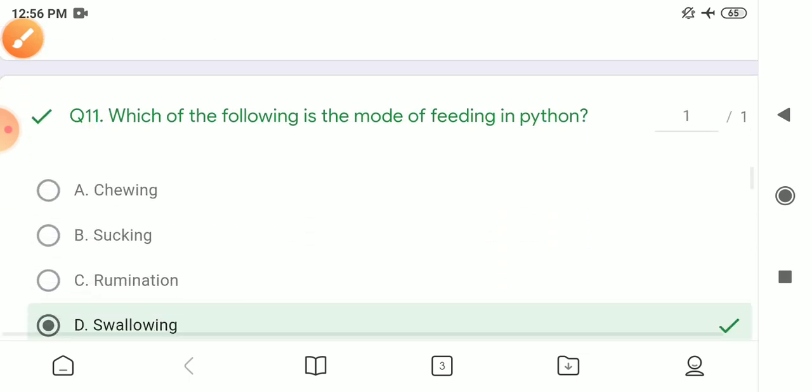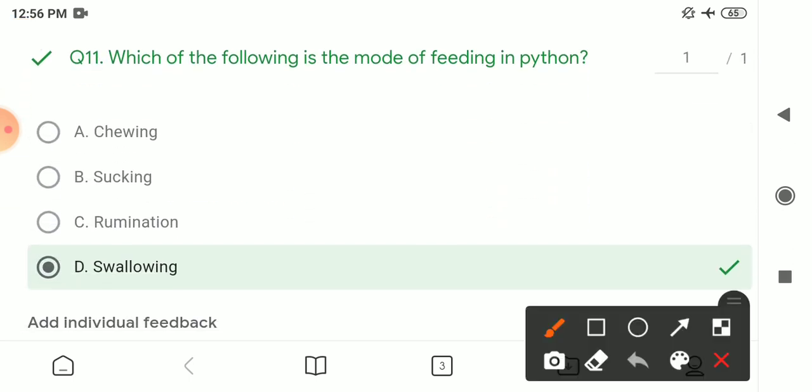Next is 11th number. Which of the following is the mode of feeding in python? The options are chewing, sucking, rumination and swallowing. So here your answer is option D, that is swallowing. The mode of taking food in python is swallowing, or python swallows its food whole. So here your answer is option D, that is swallowing.